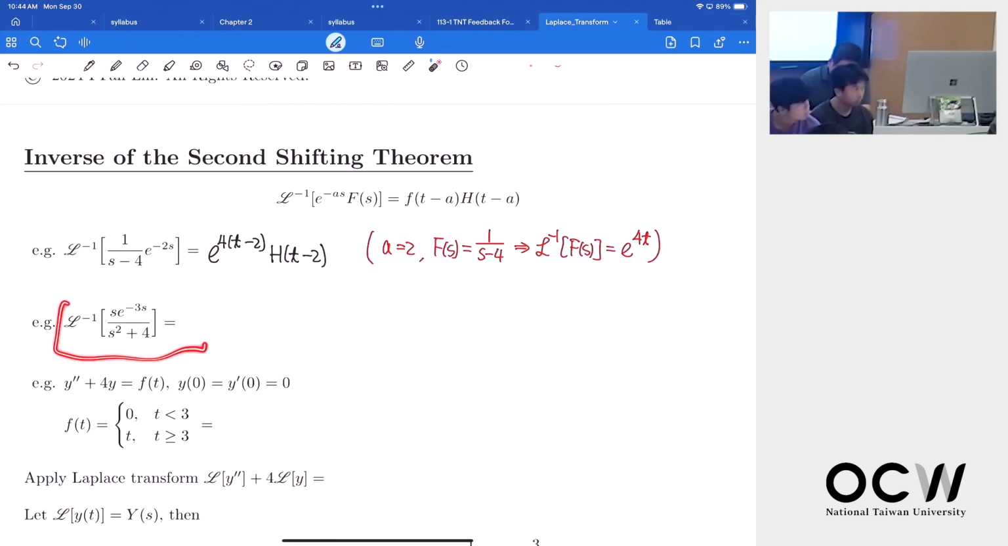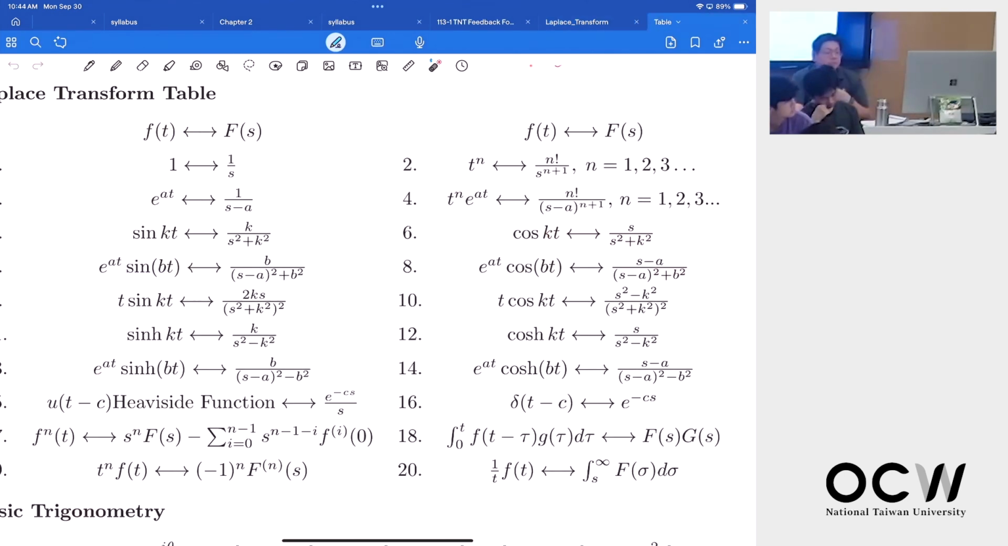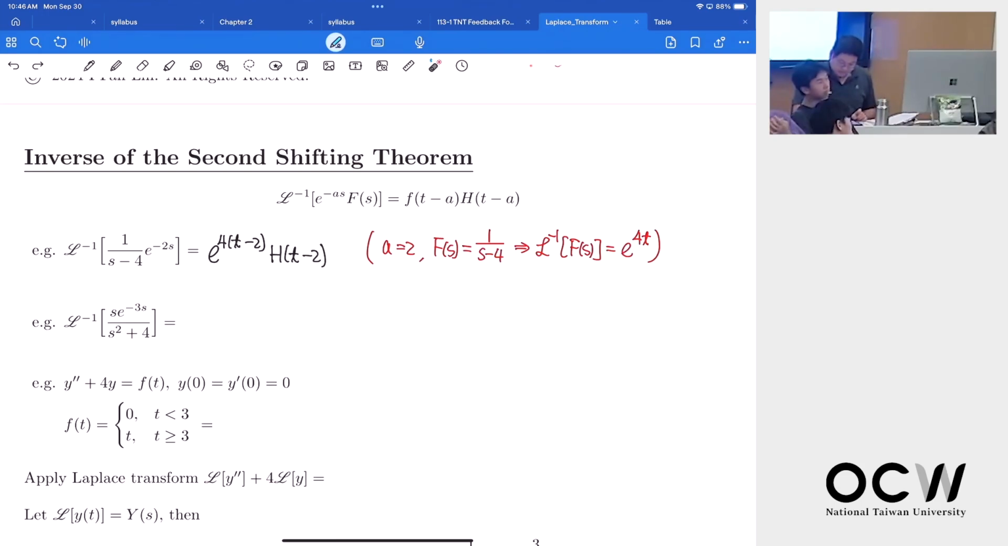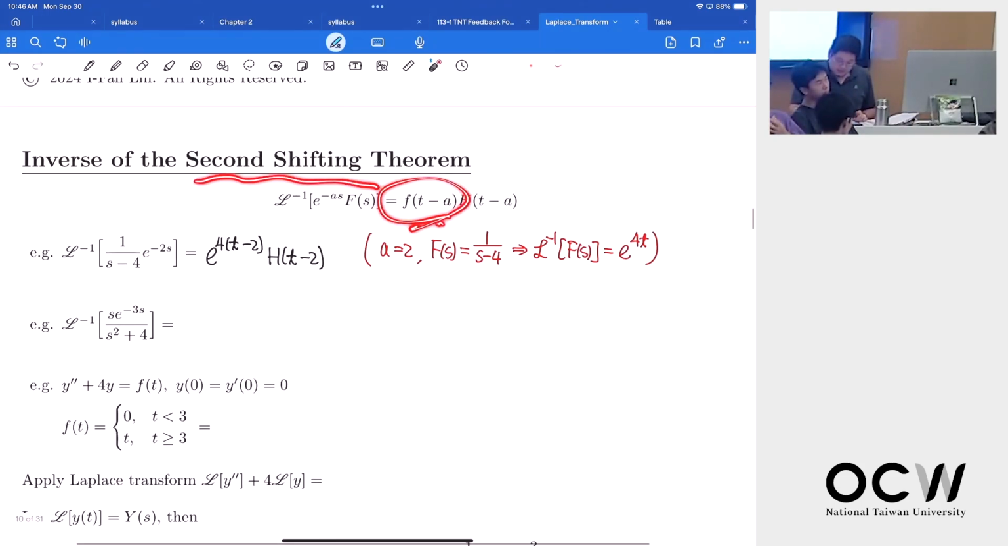Here's the question, and now let's see the table. There's a common mistake, right, and also a trick. Okay, let's see. Remember that for the second shifting theory, my function also has to shift. Okay.